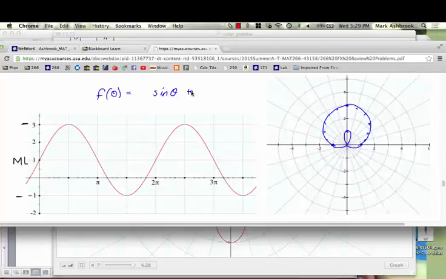And then this thing is stretched how much? Twice as much. So that's actually what we just worked on. We just worked on 2 sine theta plus 1. That's what that red curve is. And that's what that looks like in the polar plane. So let's graph it on my grapher and make a pretty one.